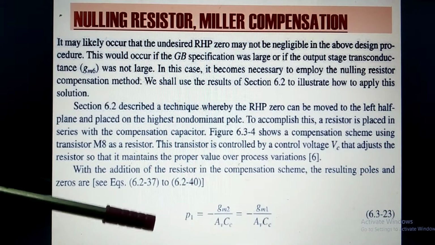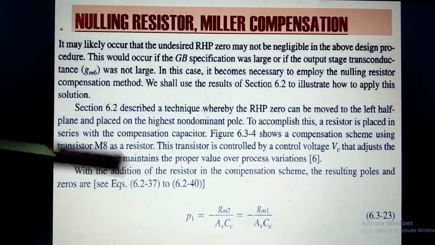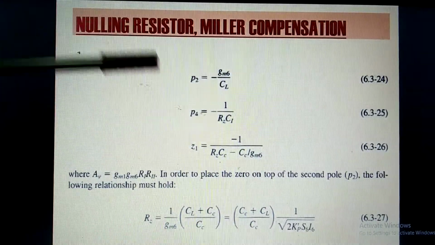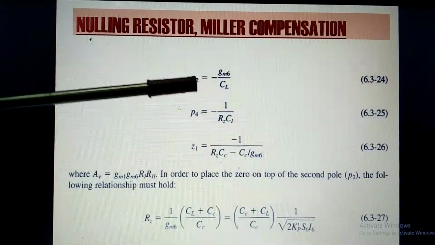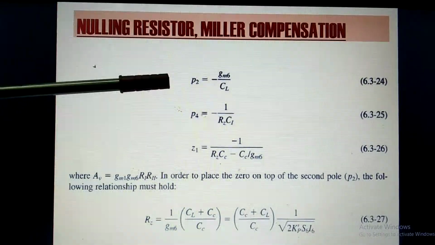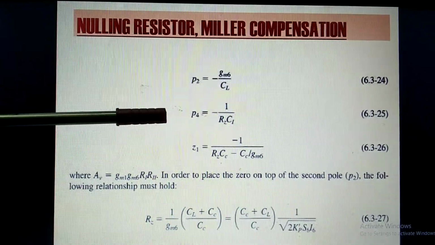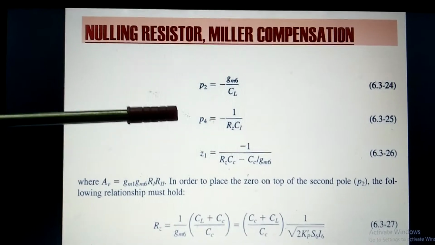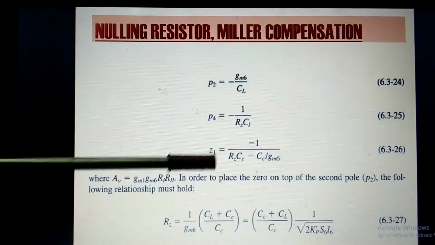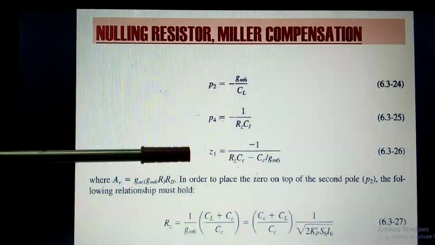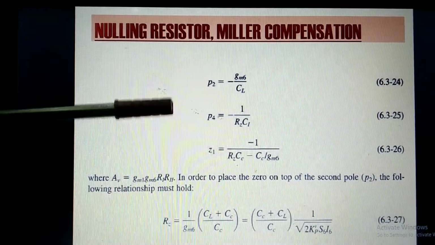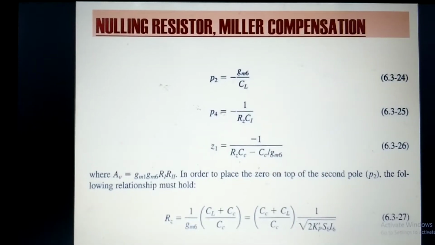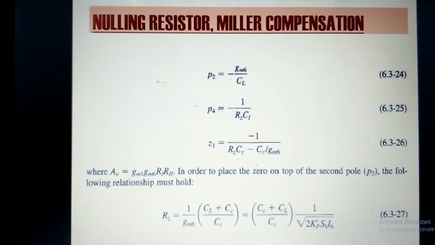So what is that? This is pole 1, that is minus gm1 by the gain. This is pole 2, minus gm6 by load capacitance. This one is pole 4, minus 1 by RZ into C1. And this is called the right half plane zero. That will be minus 1 by RZ CC minus CC by gm6.